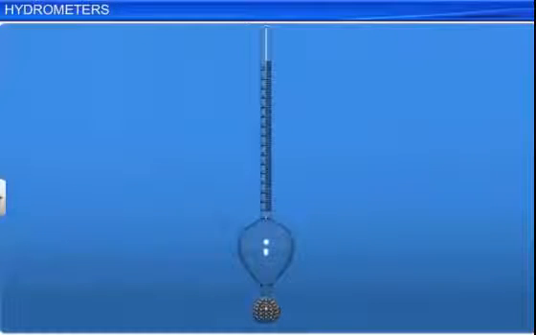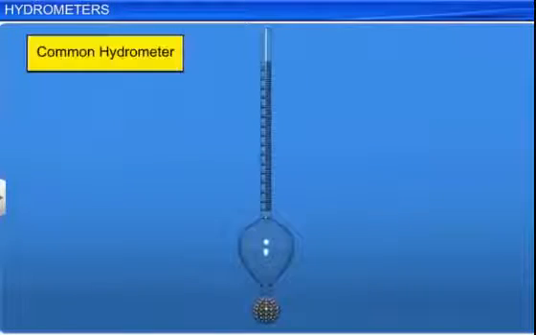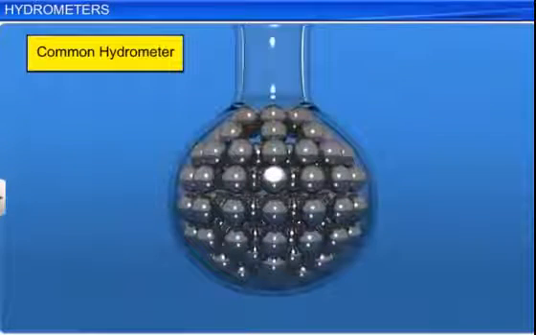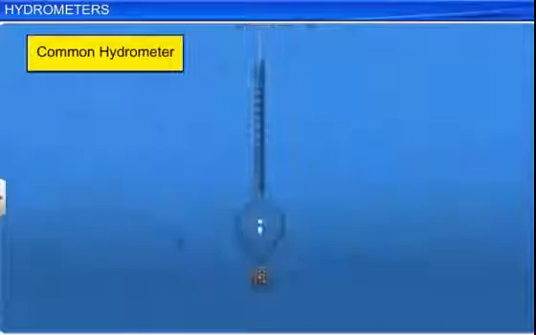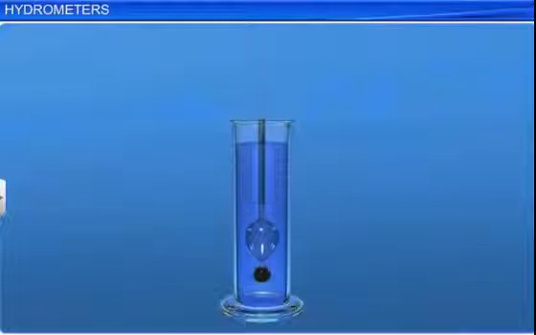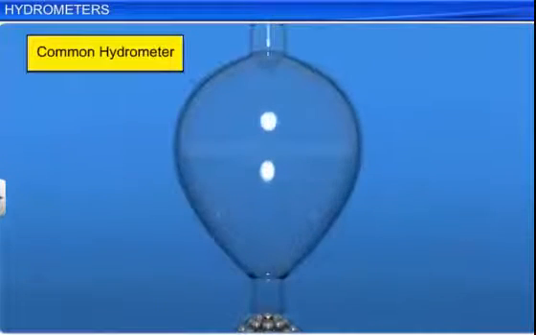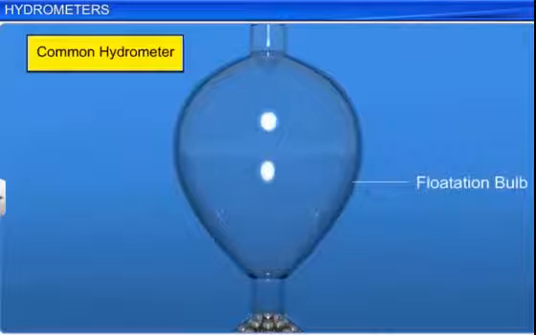Many of these drawbacks are rectified in the common hydrometer. A common hydrometer consists of 3 main parts. It has a small bulb at the bottom called the gravity bulb. The gravity bulb is filled with heavy lead or iron shots. This increases the weight of the hydrometer and lowers its center of gravity, which helps it to float vertically in a liquid. Above the gravity bulb is a large hollow bulb known as the flotation bulb.